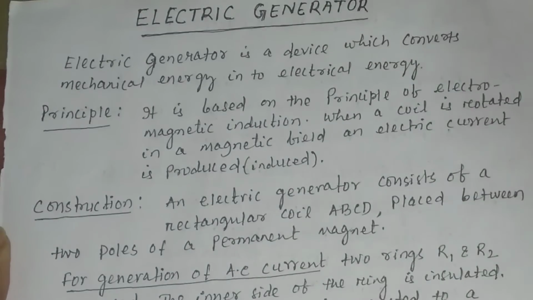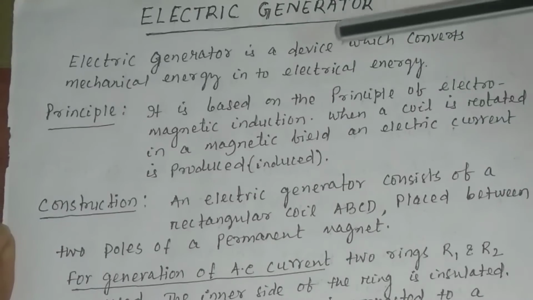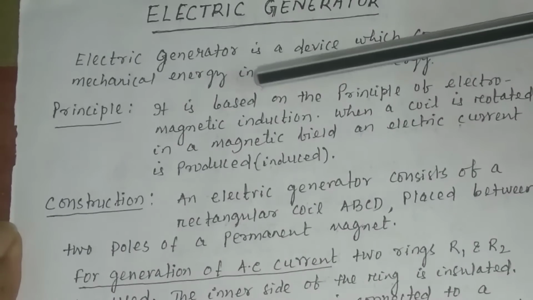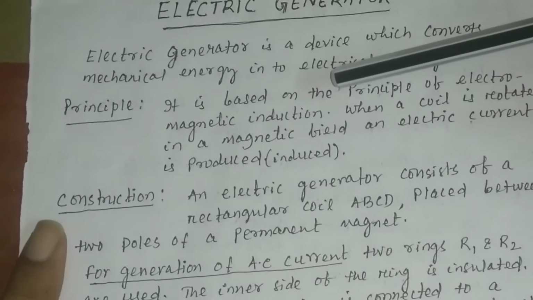Electric generator. An electric generator is a device which converts mechanical energy into electrical energy. Principle: it is based on the principle of electromagnetic induction.